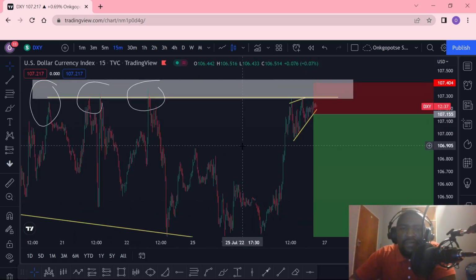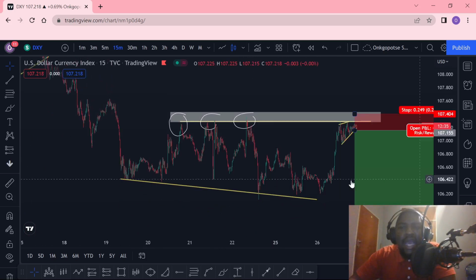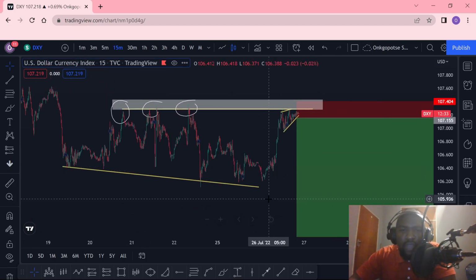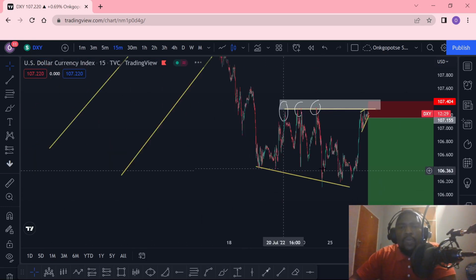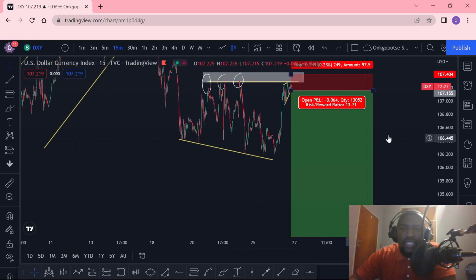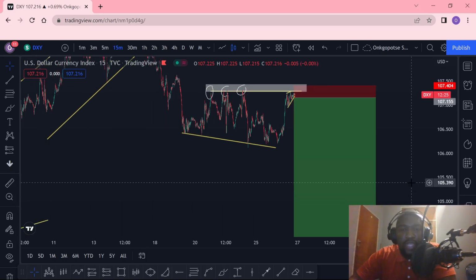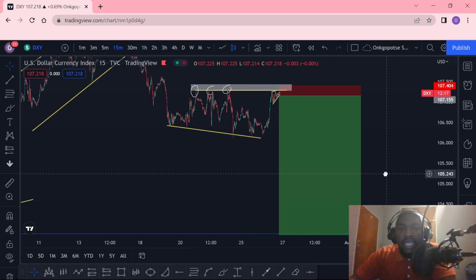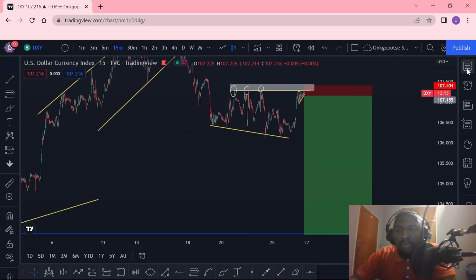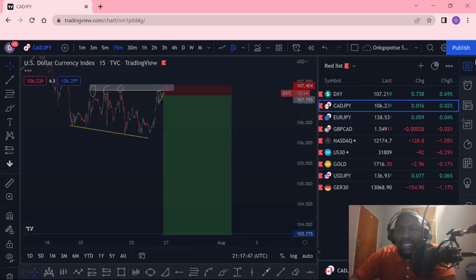We'll definitely see how we can link up this DXY with the upcoming pairs. So we are still looking for more selling opportunities and for price to lose strength based on these patterns that we have spotted on the DXY. So we can safely move to another pair, which is the KJPY.